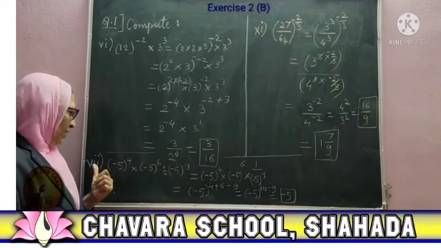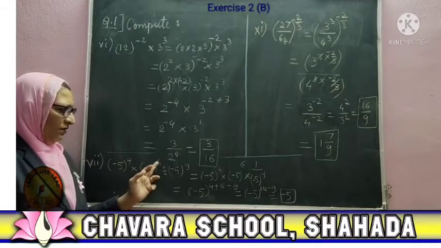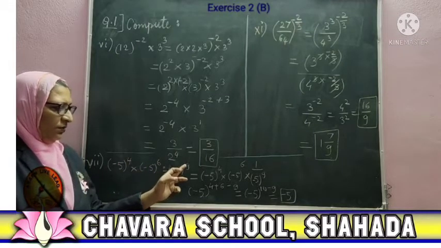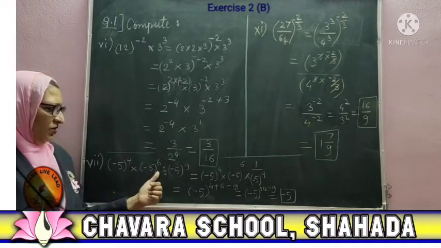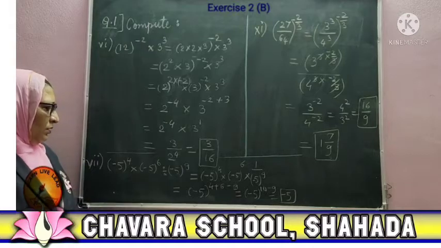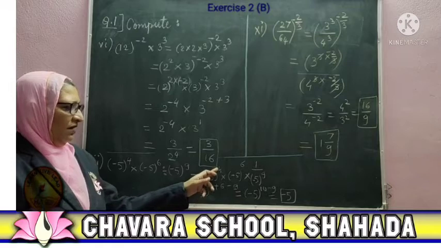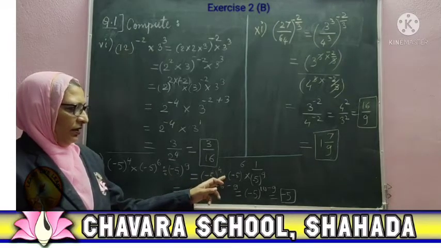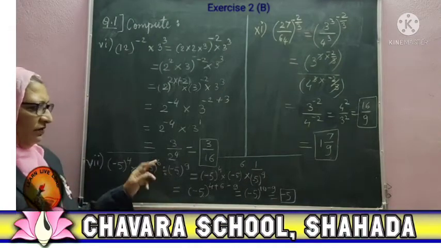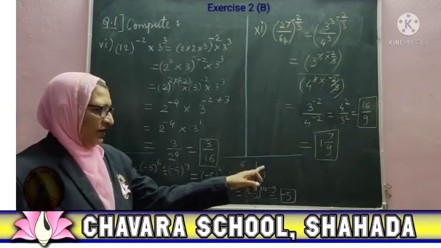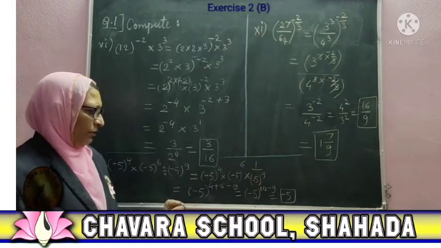Next example, example number 7. Negative 5 to the power 4 multiplied by negative 5 to the power 6 divided by negative 5 to the power 9. Here, bases are the same and multiplication and division are there. So, negative 5 to the power 4 multiplied by negative 5 to the power 6. This divide by, we will convert to multiplication, so we will take the reciprocal of it: 1 upon negative 5 to the power 9.